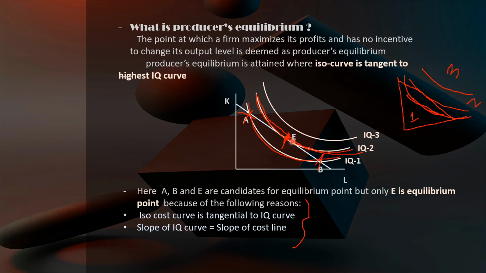That is, E is the point at which a firm maximizes its profits, given the number of inputs that it can purchase and the output that it can produce accordingly, and it will have no incentive to change its output level because it's already maximizing profits. So now that we know what producer's equilibrium is, let's move to our next topic, which is marginal rate of technical substitution.